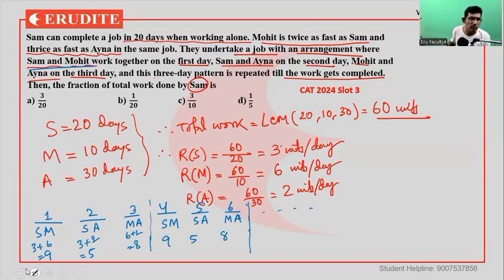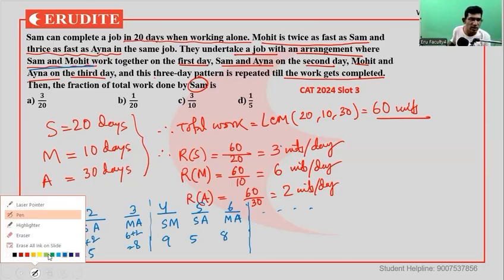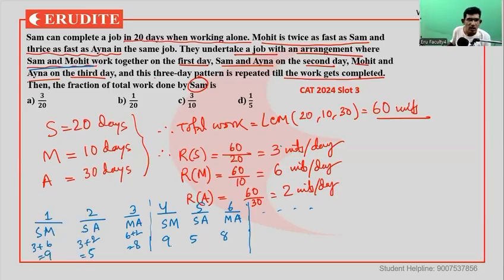So now we do simple day-to-day calculations. In the first 3 days, how much work is done? 9 plus 5 plus 8, which is 22 units. Next 3 days also 22 units. So 22 plus 22, 44 units are done. But I have to finish 60 units.